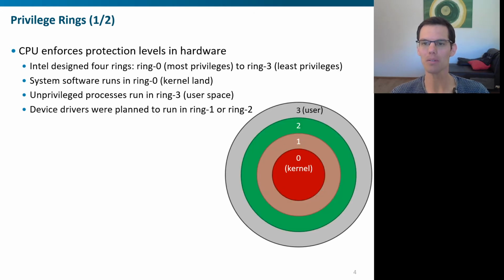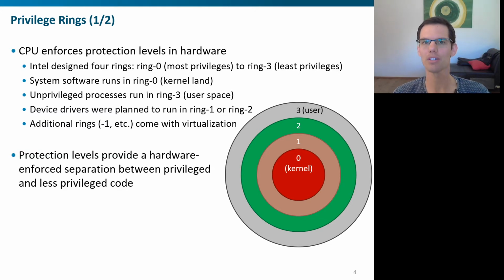Now back then when people invented the rings, they thought of having even more rings between ring 0 and ring 3, namely ring 1 and ring 2, and they originally planned to have device drivers running in ring 1 and ring 2, which have a little less privileges than the kernel running in ring 0, but do have more privileges than the user land in ring 3. Today, unfortunately, all device drivers in normal operating systems do run in ring 0, so they have the same privileges as the operating system kernel.